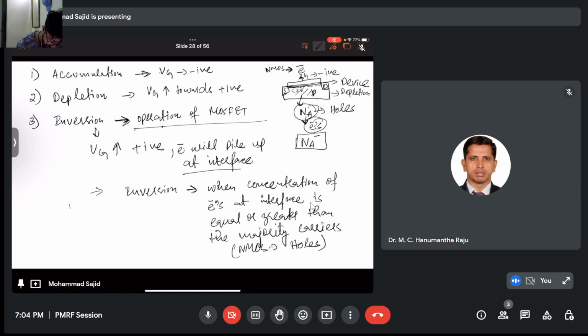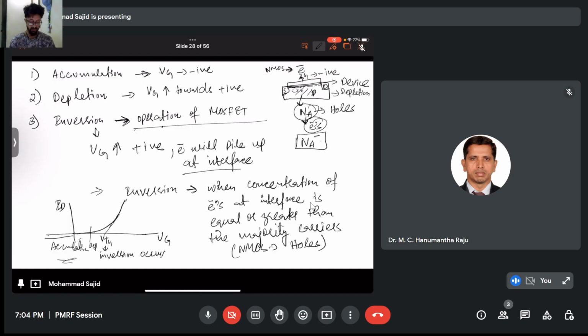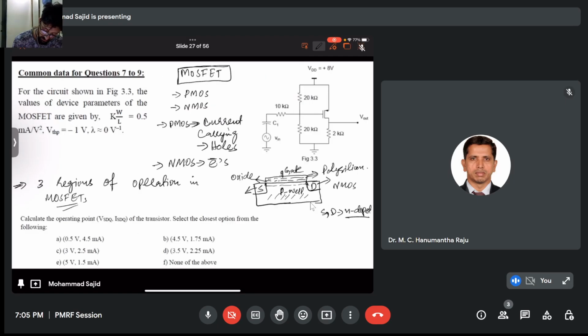So if I draw, let's say, ID-VG characteristics, which is like that only. So if I say that this is my threshold voltage, that is when inversion starts appearing, inversion occurs. So this is my, let's say, depletion region, and on the negative side, you have accumulation region. So these are three regions of operation of MOSFET. Okay, so that was on the basics part. Let's see what does the question say.